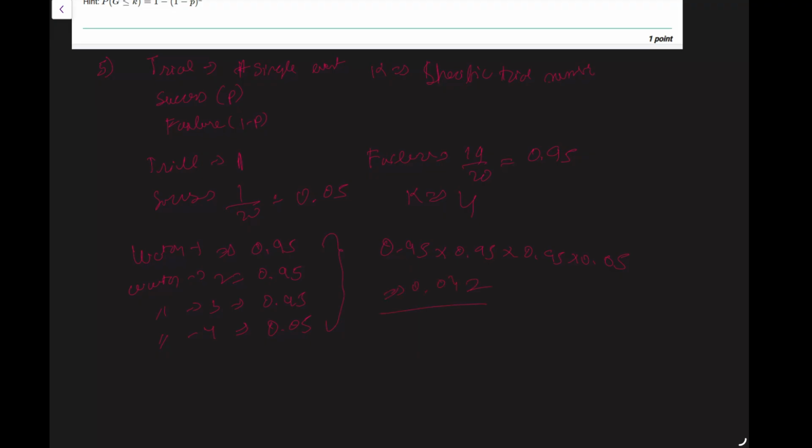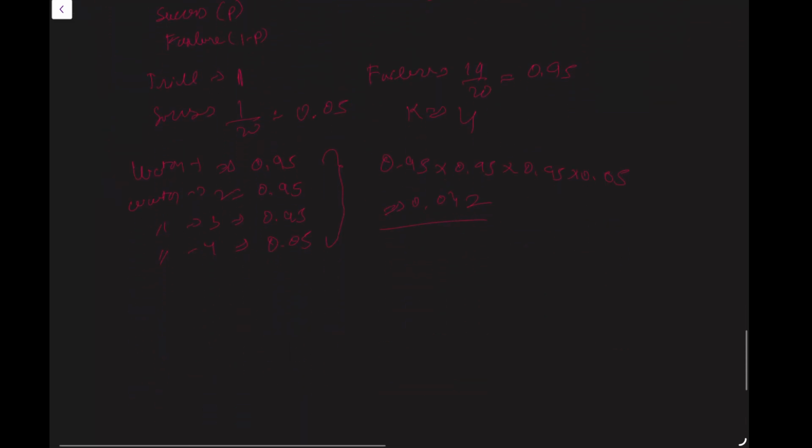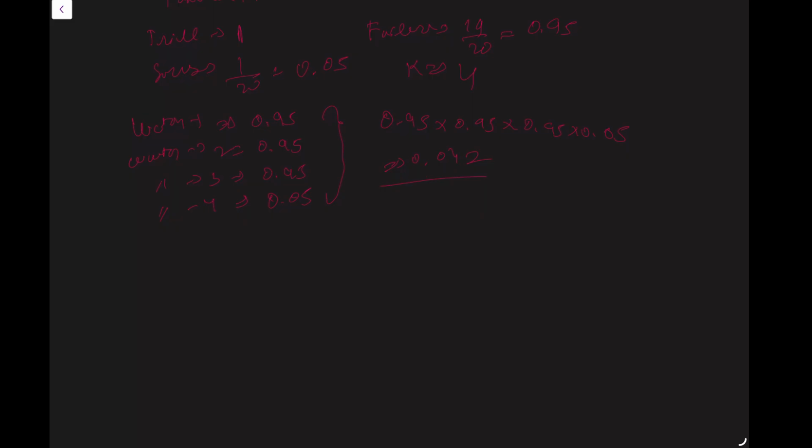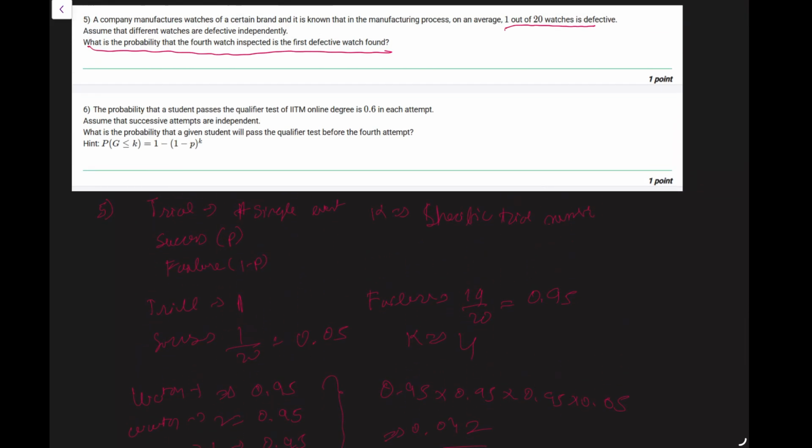So 4% chance there that the fourth watch will be the first defective watch. It's not difficult. They're just playing with the wording, which is kind of making it difficult. So you have to see, why are you not, the question will come.